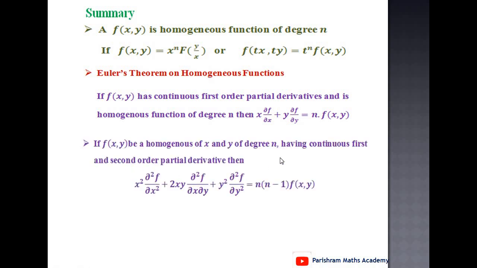Now, there is one more theorem. If f of x comma y is a homogeneous function of x and y of degree n and having continuous first and second order partial derivatives, then at that time x square into ∂²f/∂x² plus 2xy into ∂²f/∂x∂y plus y square into ∂²f/∂y² equal to n into n minus 1 into f of x comma y. If f is a homogeneous function of degree n, at that time this is the value of this statement.